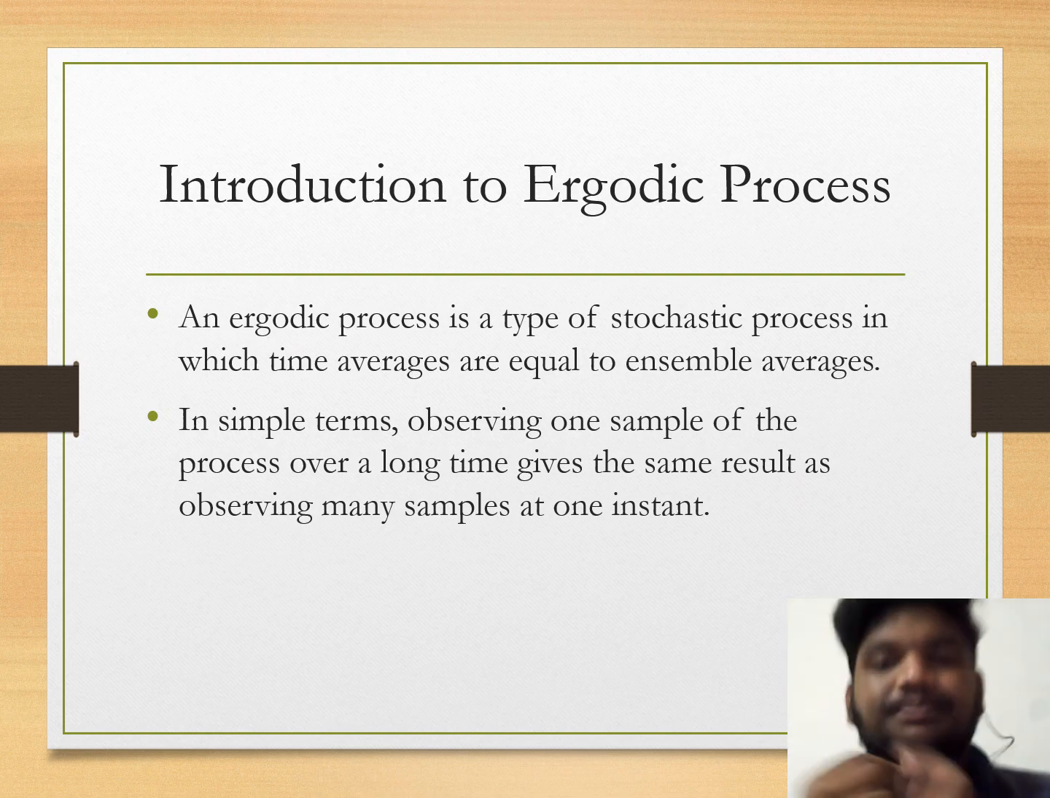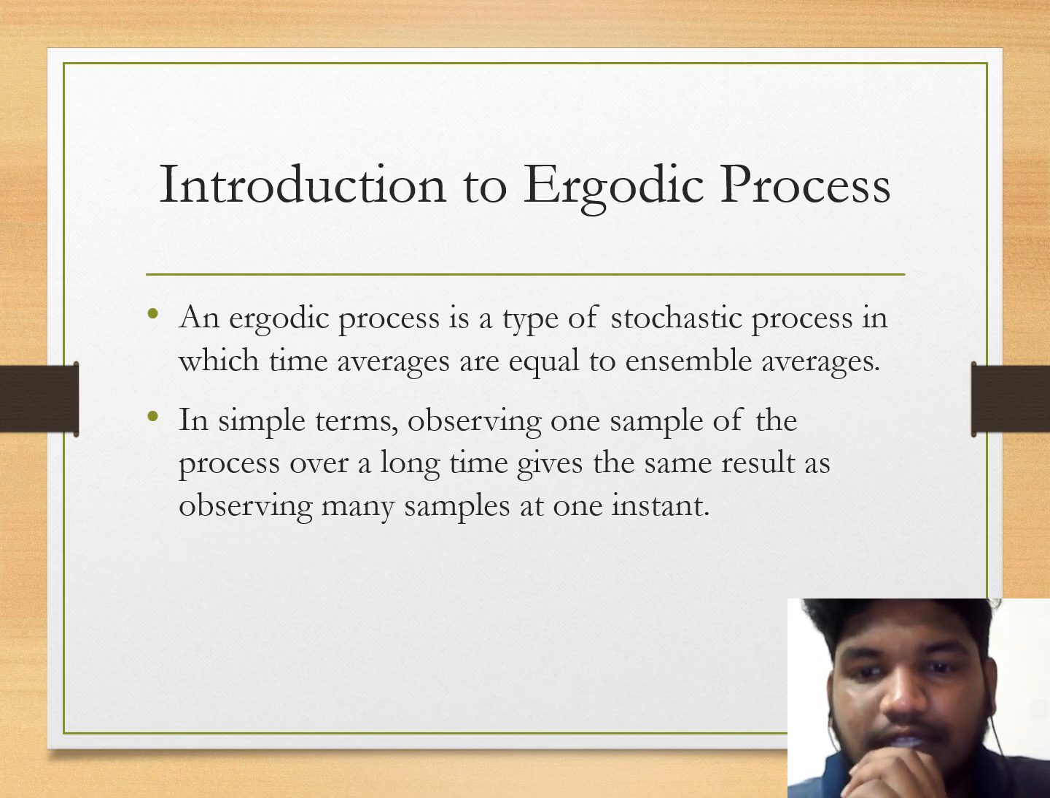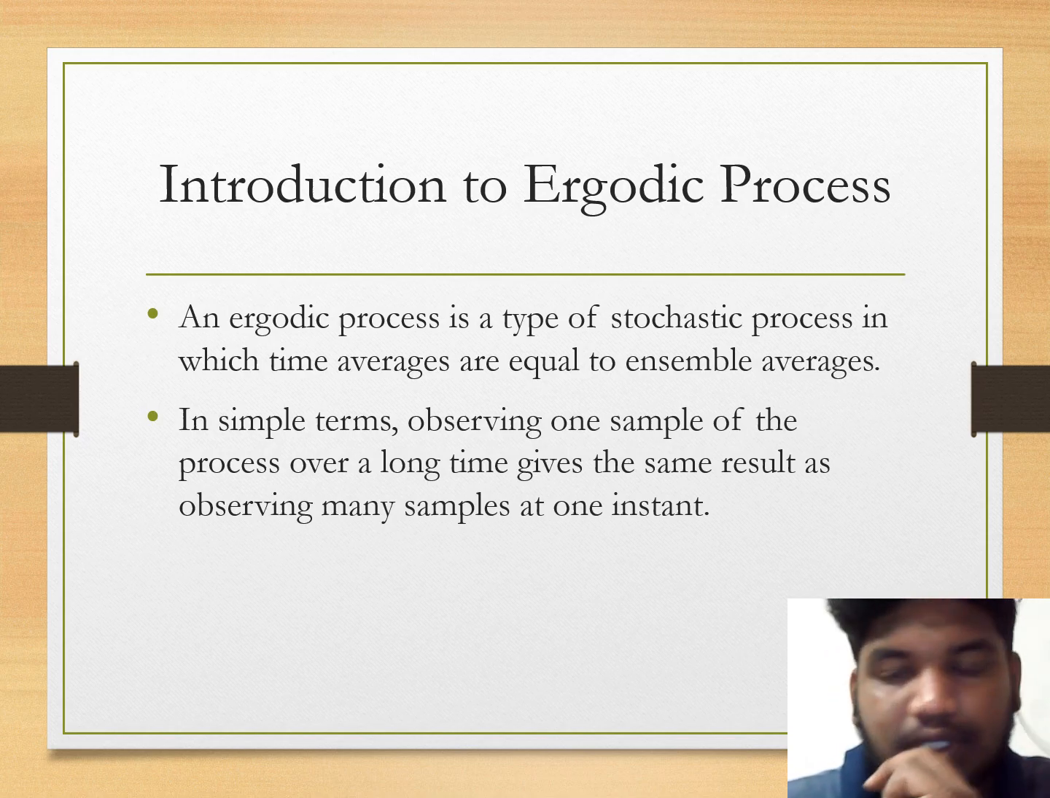For example, in one room there are 5 or 6 fans. Time average means observing the total fans over time, the average of the total fans, and the ensemble average means observing one fan at t equal to 1 second. When these both averages are equal, then it is called an ergodic process.